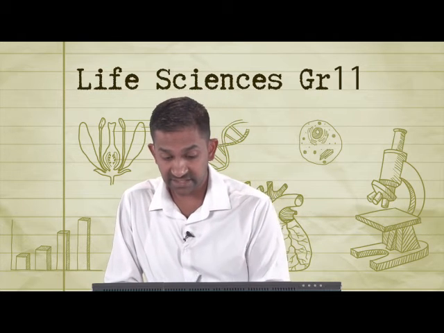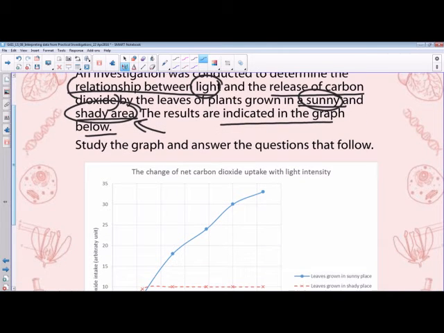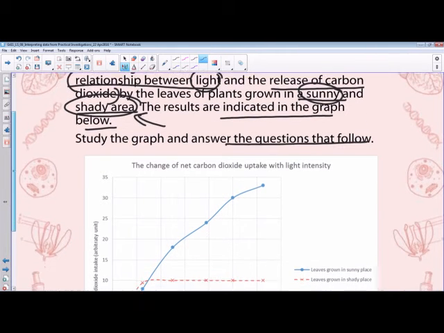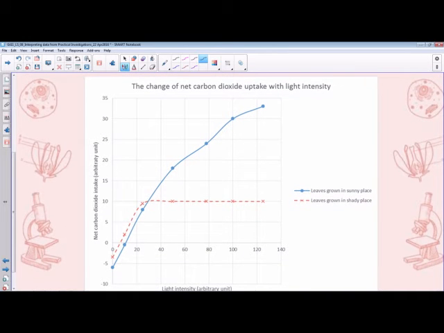The results are indicated in the graph below. Let's study the graph and answer the questions that follow. So let's look at this graph and read the heading of the graph. That's very important. Here we're looking at the change of the net carbon dioxide uptake with light intensity. So this graph illustrates how the carbon dioxide intake changes when the light intensity varies.